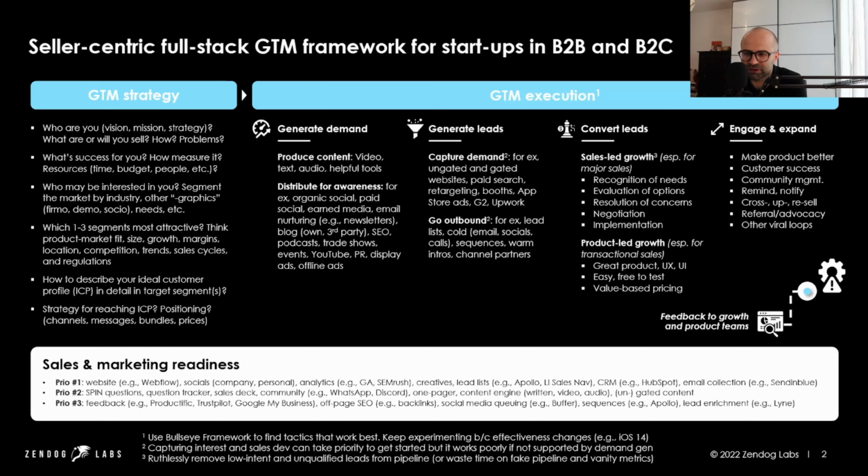Priority number 2, SPIN questions. SPIN questions is taken from the book that I think is called Major Account Sales Strategy, which is where I took that buyer journey framework from, which is recognition of needs, evaluation of options, resolution of concerns, etc. Essentially, SPIN questions are questions that look into the situation, the problem of your buyer, and help you get ready before a call to think about what you should be asking.